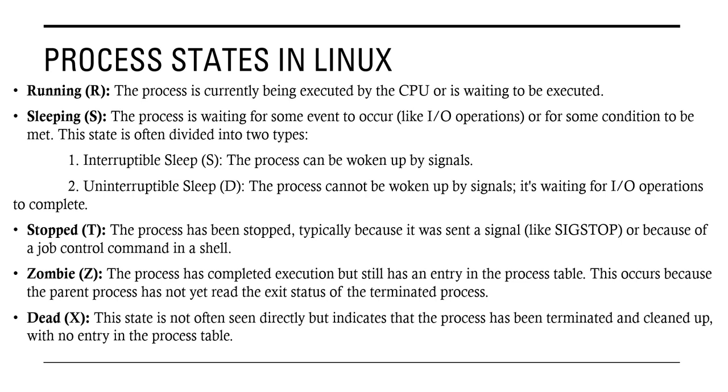In sleeping, there are two types. Interruptible sleep: the process can be woken up by signals. Uninterruptible sleep: the process cannot be woken up by signals. It's waiting for IO operations to complete.